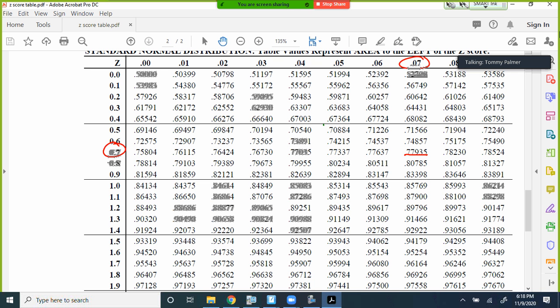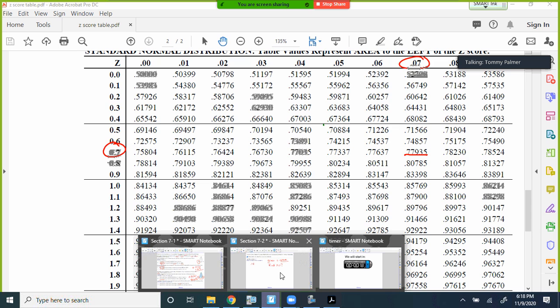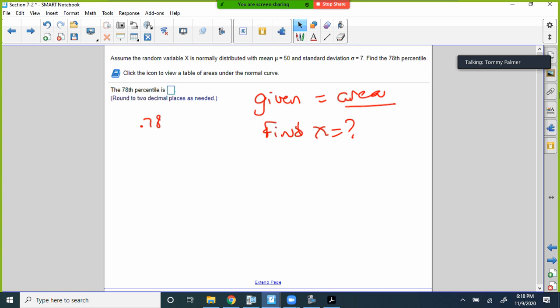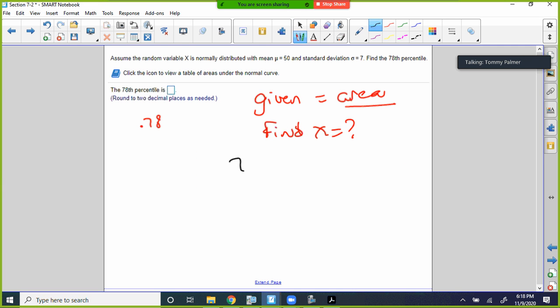So if we were to go back over here, we would go, okay, now X is equal to the mean plus the z-score times the standard deviation, right? Y'all agree? So we know that the mean is 50. We know that the z-score happens to be what? We just found it.